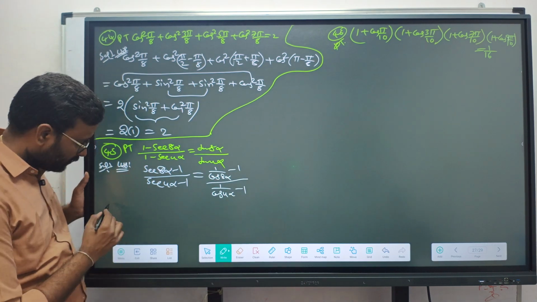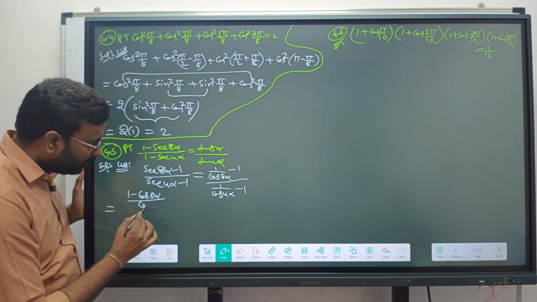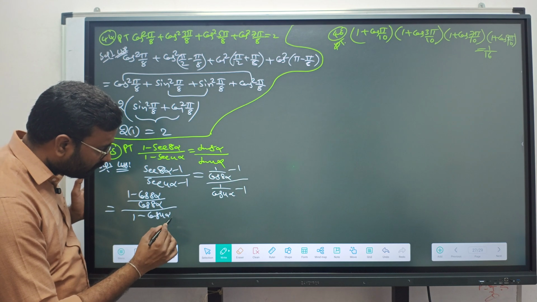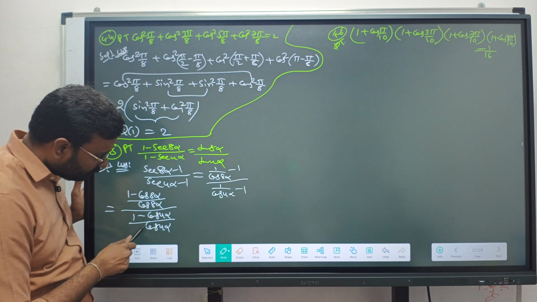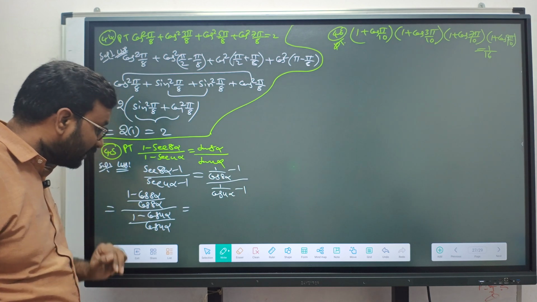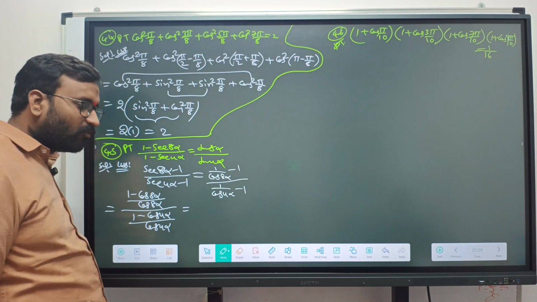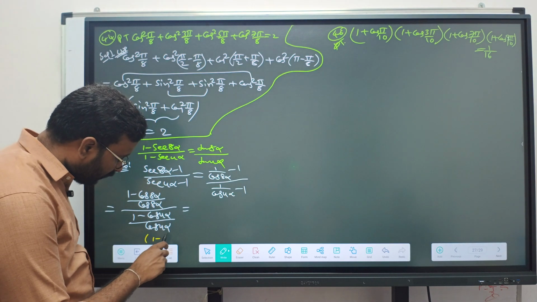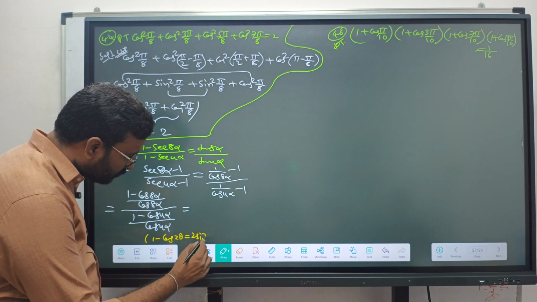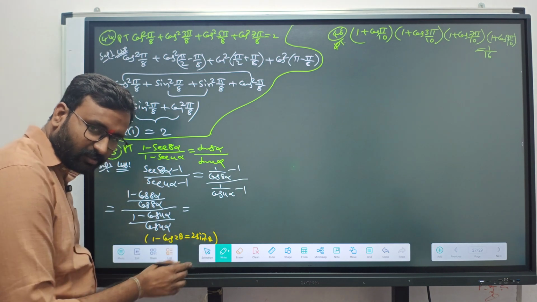Now apply LCM. Cos 8 alpha will be here, that is 1 minus cos 8 alpha by cos 8 alpha, whole divided by 1 minus cos 4 alpha by cos 4 alpha. This will be the numerator, this will be the denominator. Can you tell me what 1 minus cos 8 alpha is? 2 sin square 4 alpha. That is a formula: 1 minus cos 2 theta is equal to 2 sin square theta. 4 theta, 2 theta; 8 theta, 4 theta; 16 theta, 8 theta; half of the angle.